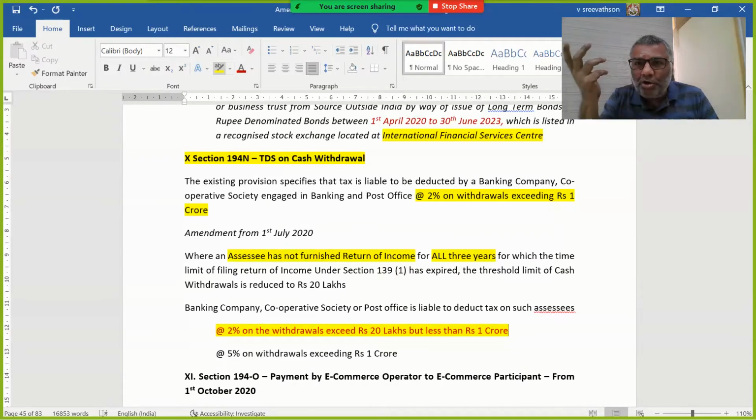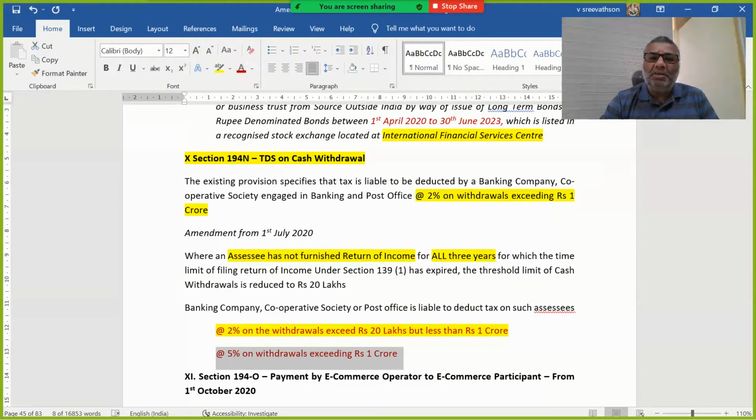More than 1 crore, it is 2%, that doesn't change, because for others also it is 5% on amount exceeding rupees 1 crore. Okay, 5% on amount exceeding 1 crore. Just read it once. I have something to explain here.